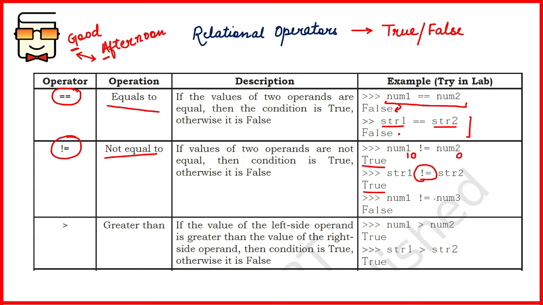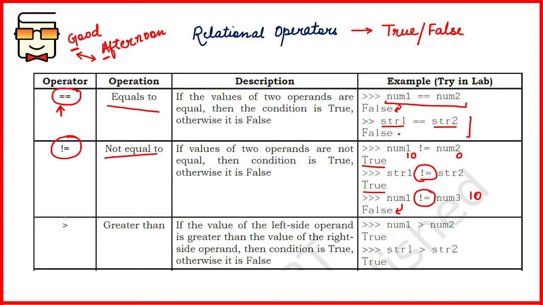Now since num1 and num3 hold the same value 10, this comparison comes out to be false, because num1 is equal to num3. When you use the equal to operator on num1 and num3, you get the result as true. So when you utilize the not equal to operator between these two operands, you get the result as false.